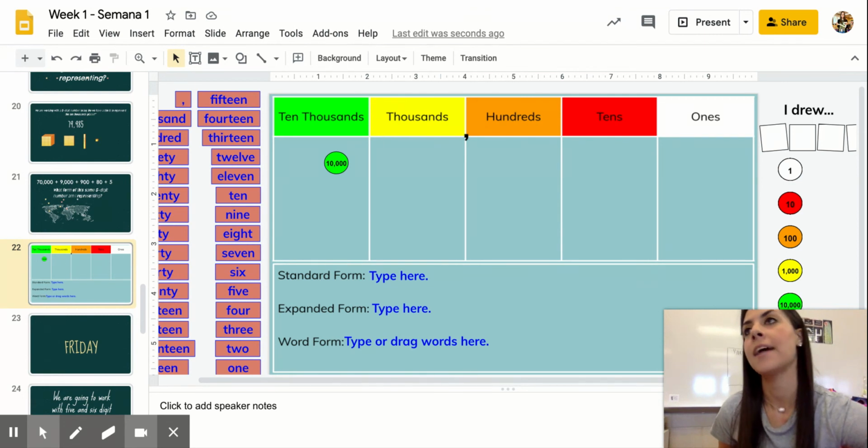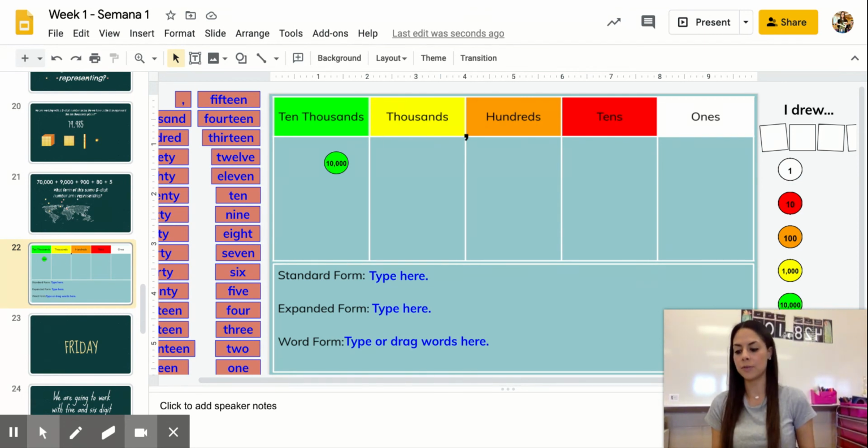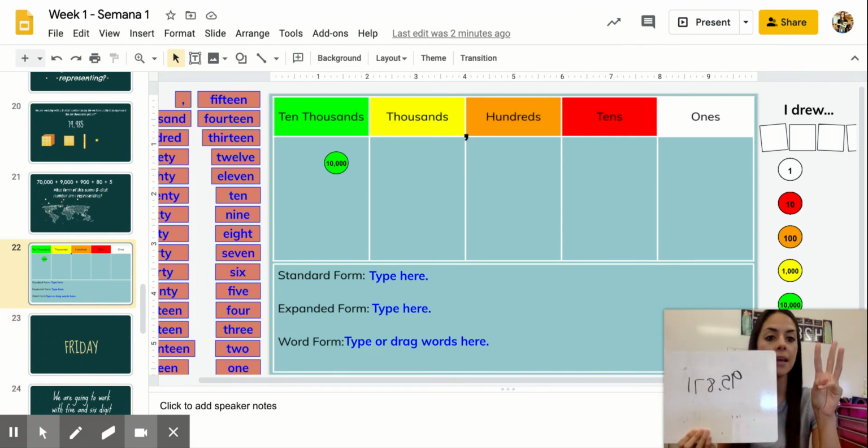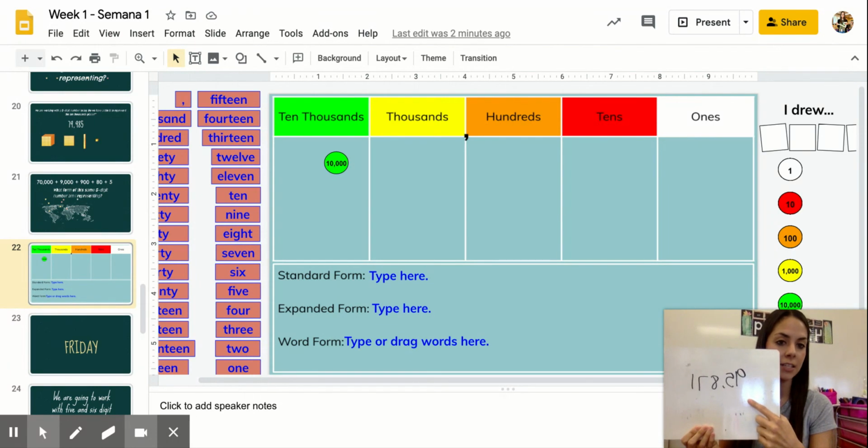Okay, so I just randomly thought of a number. I wrote down a 9, a 5, an 8, a 7, and a 1, and I came up with a number 95,871. Okay, you're going to come up with 3 numbers that have 5 digits, and you're going to build them by using place value chips.